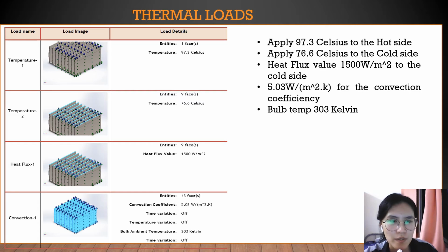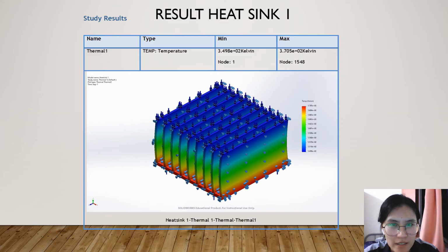Hello, my name is Mara Petrus. For thermal load, for temperature 1, we apply 97.3 Celsius to the hot side, and then 76.6 Celsius to the cold side, and the heat flux is 1500 watts per meter square to the cold side, and then 5.03 watts per meter square Kelvin for the convection coefficient, and then the bulk temperature is 303 Kelvin.